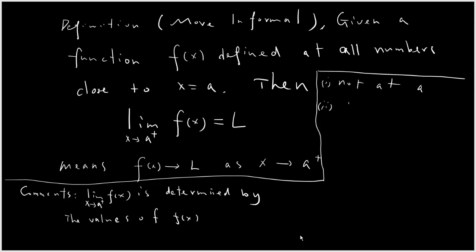Secondly is greater than a. Or you can say to the right of a. So that's why we say the limit of the function as x approaches a from the right, greater than a. Or you can replace that with something like to the right of a.